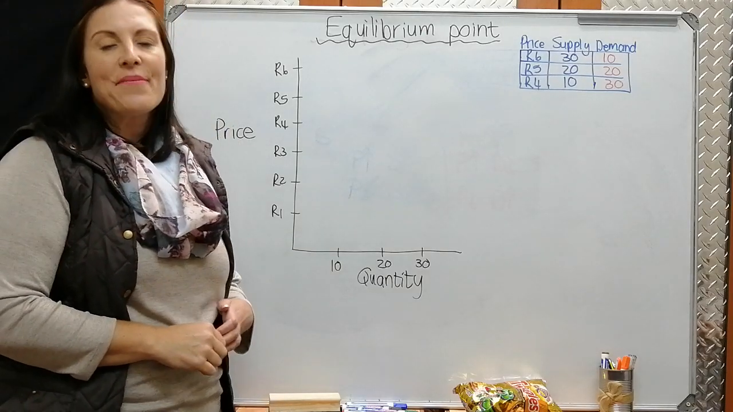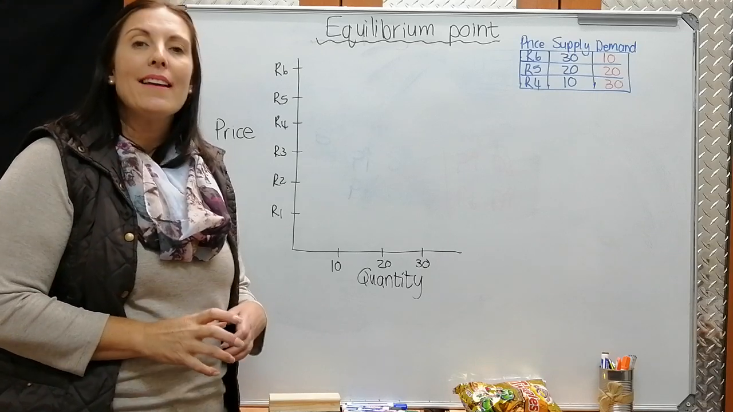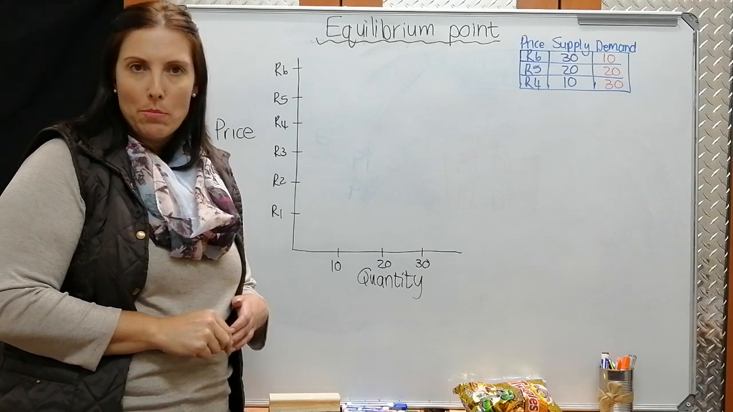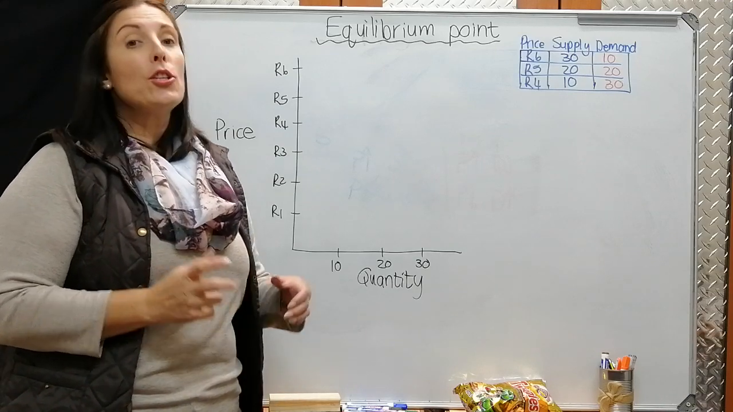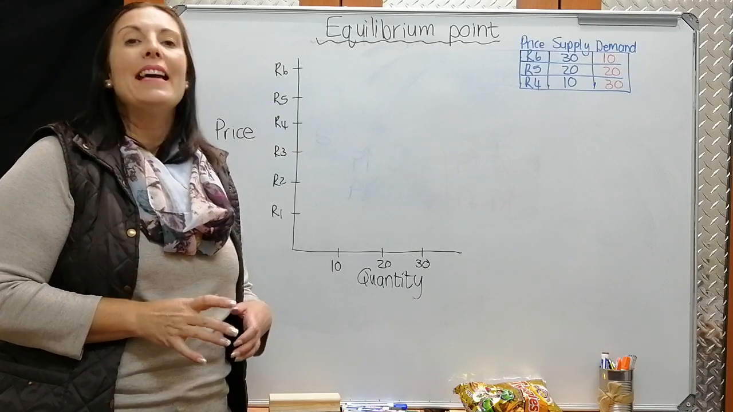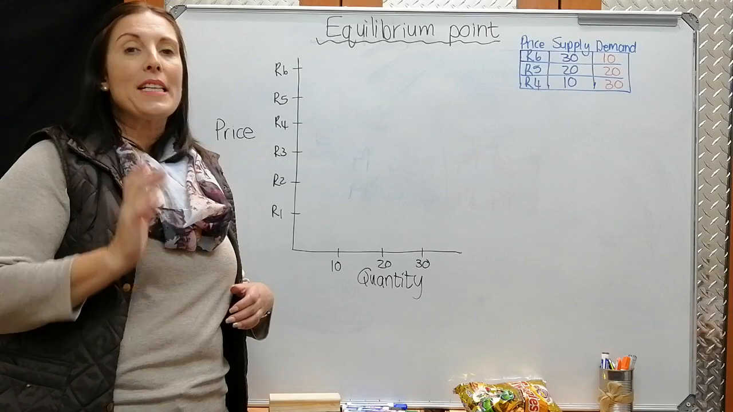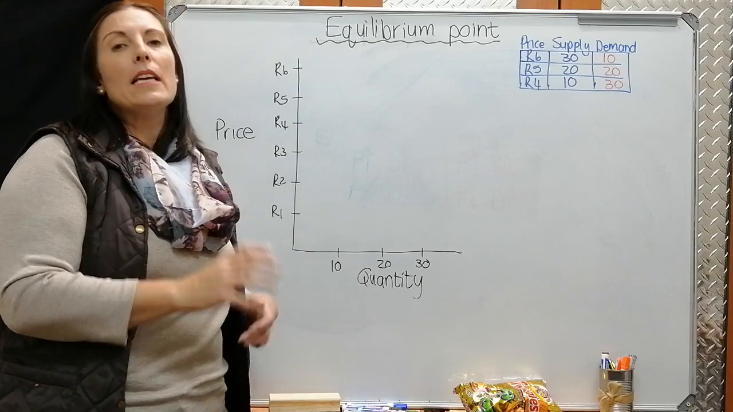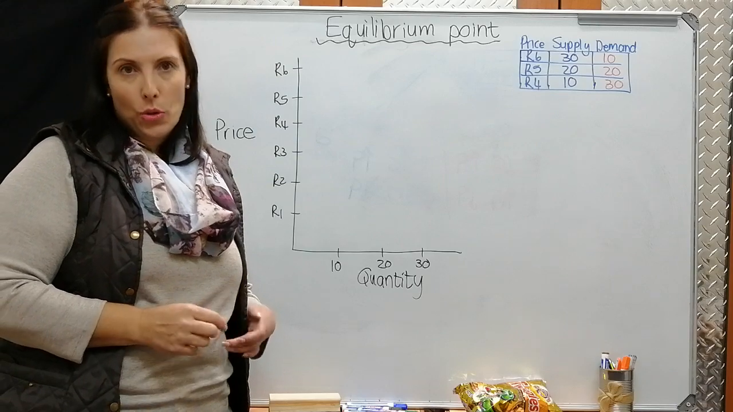Welcome back, grade 9s. In this session, we're going to look at determining the equilibrium point in the market. Now, what is the equilibrium point? In short, in the market, the equilibrium point is where supply is equal to demand. In other words, the number of products supplied to the market is equal to the number of products demanded by the client or the consumer.